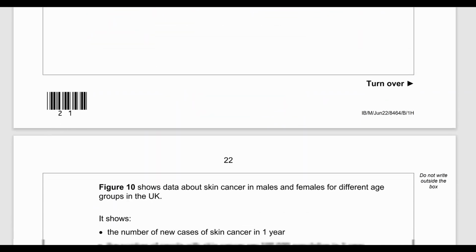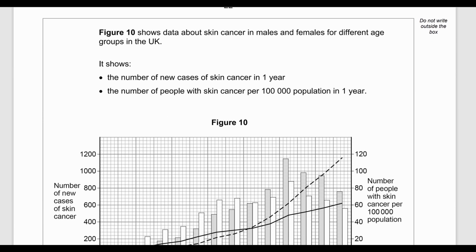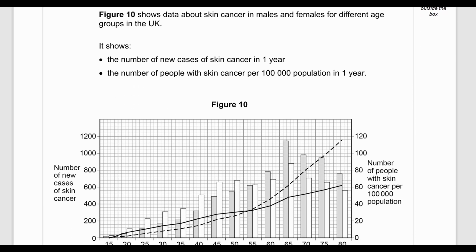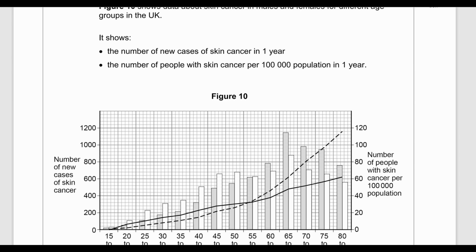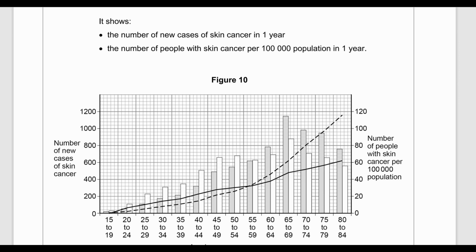Figure 10 shows some data about skin cancer in males and females for different age groups in the UK. It shows the number of new cases of skin cancer in 1 year, the number of people with skin cancer per 100,000 population in 1 year. So let's look at figure 10 quickly. You can see it's got a lot of information on there, and it's got two y-axes.